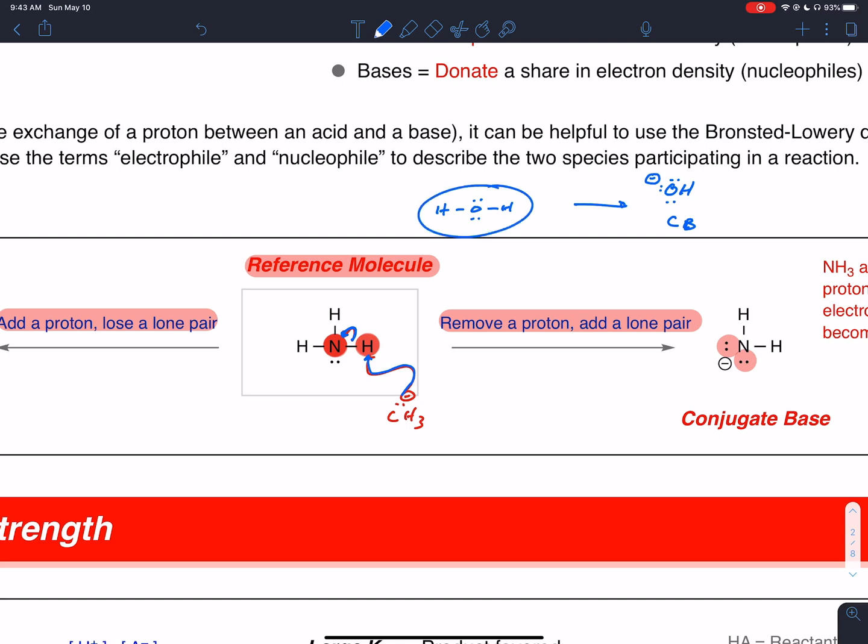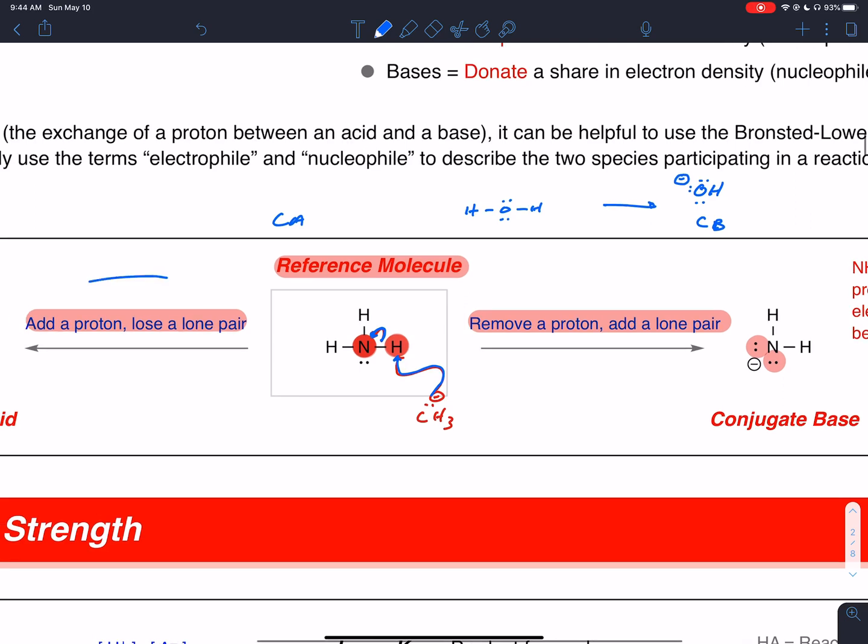If you looked at water's conjugate acid, we would then add a proton to the oxygen and lose one of the lone pairs. So the conjugate acid of water is hydronium, H3O+, and we have added a proton to that oxygen atom, and we've lost a lone pair. And it's not that we lost the lone pair, it's that we used the lone pair to bond to the proton. If you had water and hydrochloric acid, the water molecule, the oxygen atom, would share its electron density with the proton, bonding to it. And so those two electrons are actually now in that bond from the oxygen atom to the proton.